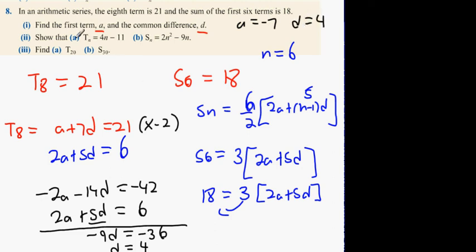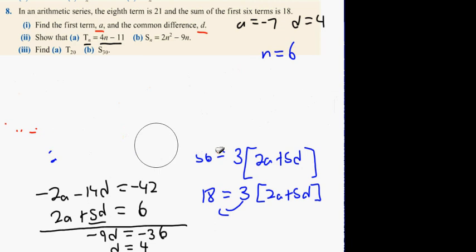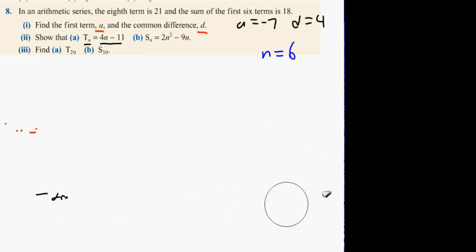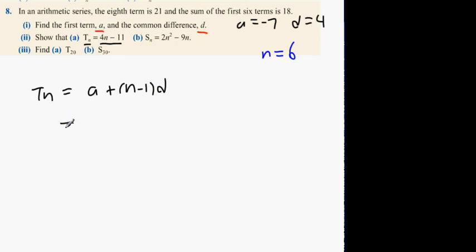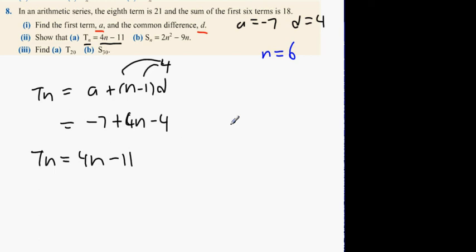Okay. Show that Tn equals 4n minus 11. Okay, so Tn is a plus n minus 1 times d. a is minus 7, n minus 1 times d. d is 4, so multiplying by 4, I'm going to get 4n minus 4. And then I'm going to find out that Tn is 4n minus 11, as proven.